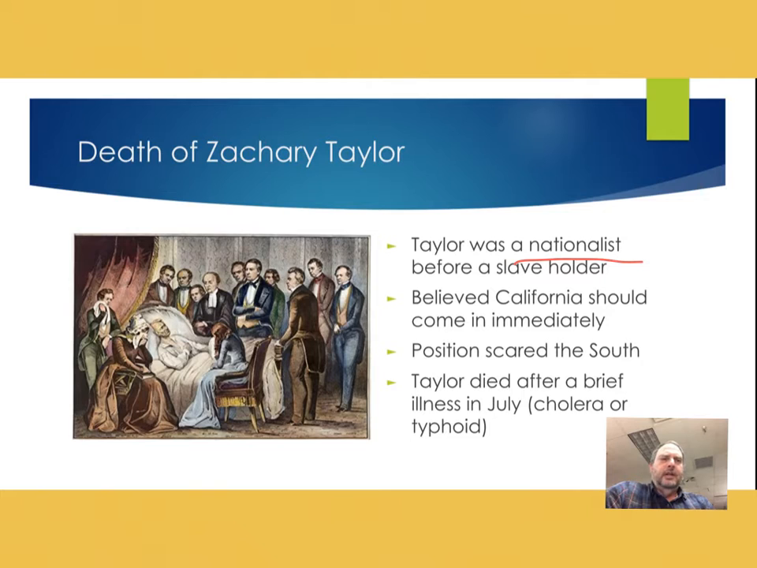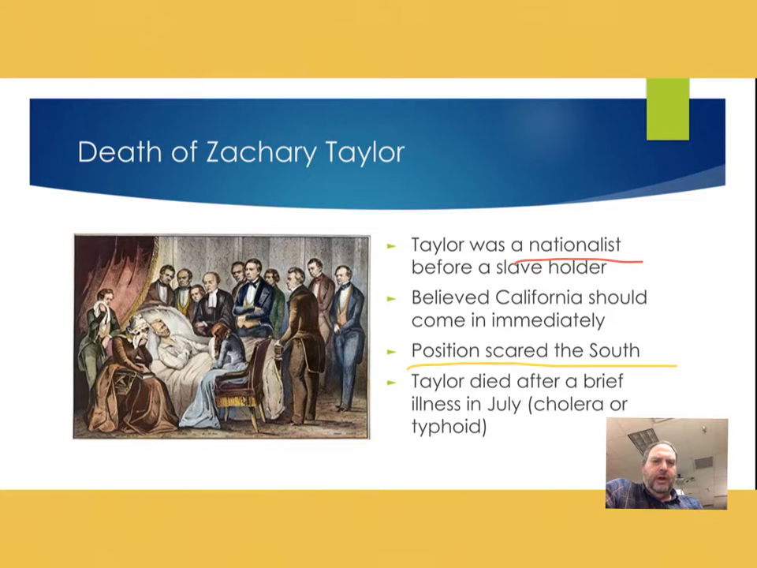So as president, California had thousands of people living there. It was enough to become a state. So it should come in as a state. Now, why does that scare the South? Well, as I said before, the South really controlled the Senate because they could block any law in the Senate. So if anything was passed that could weaken slavery, they could stop it there. Now, with California coming in as a free state, there was that potential that they could no longer stop these kind of laws from being passed.